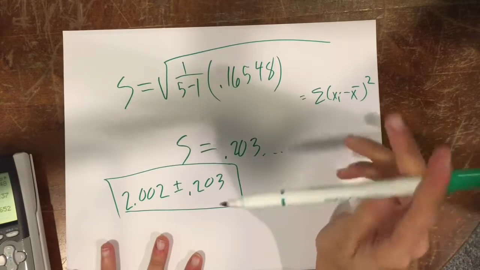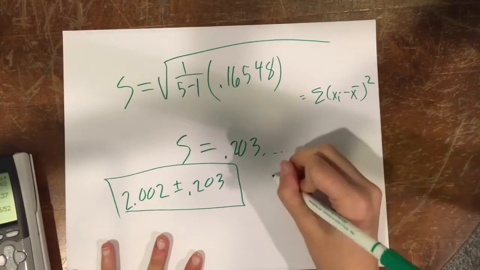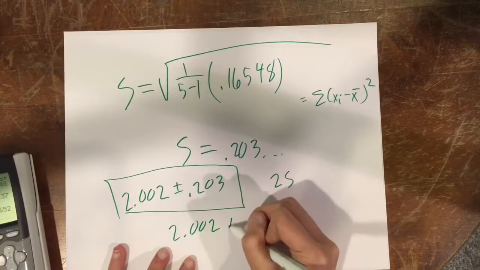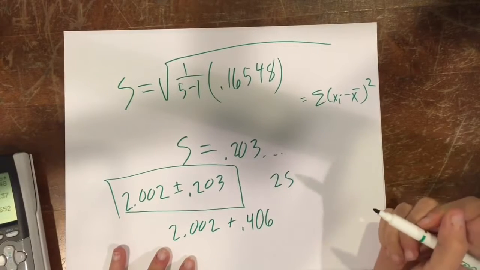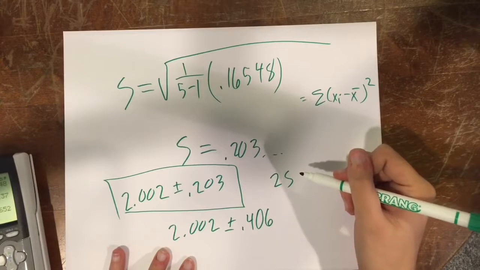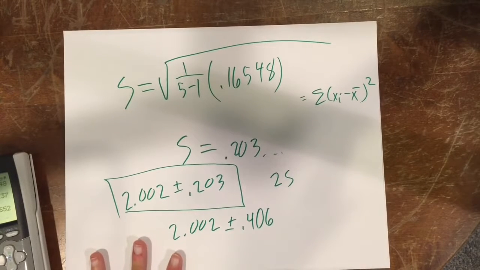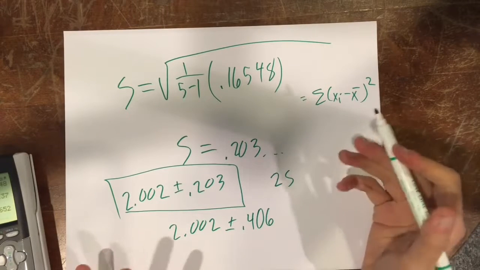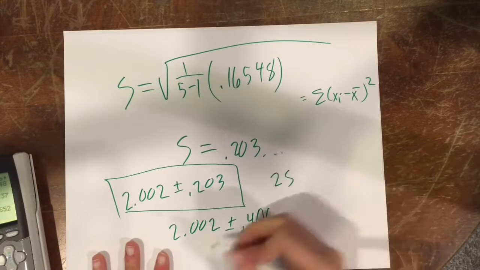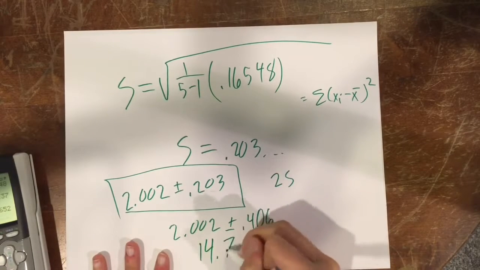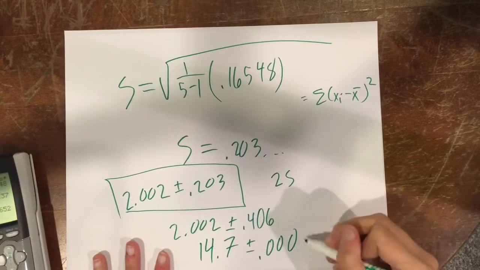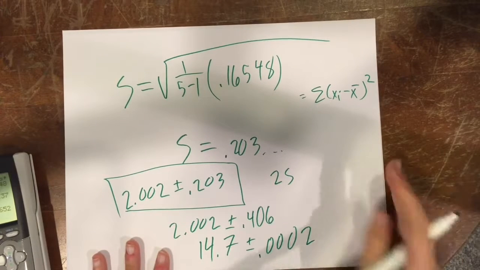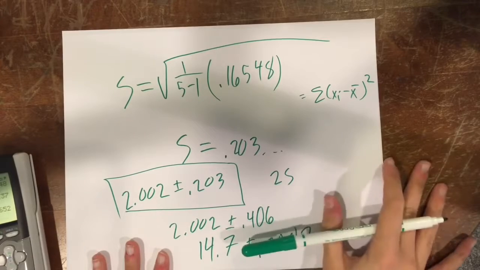When people do standard deviation, they will often also do like 2s, so just double the standard deviation, so like 2.02 plus or minus 0.406, because it's more accurate, they feel like. So when you see numbers and you're looking through something, like we had a value of 14.7 plus or minus 0.0002, and they're using standard deviation, that's a pretty good number. And yeah, that's basically it.